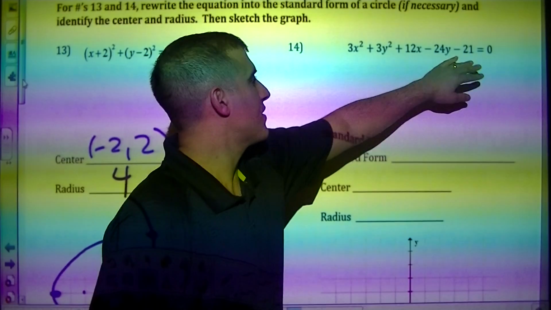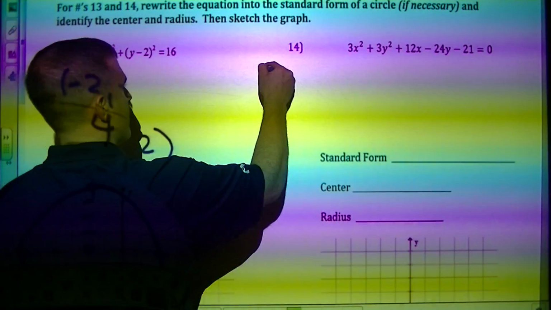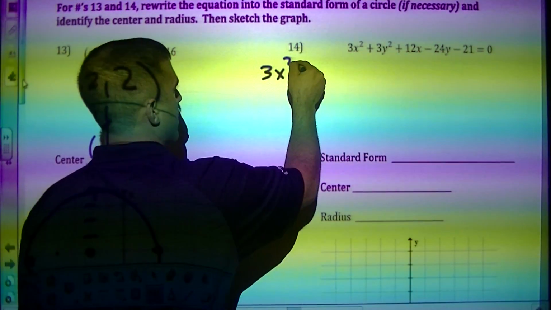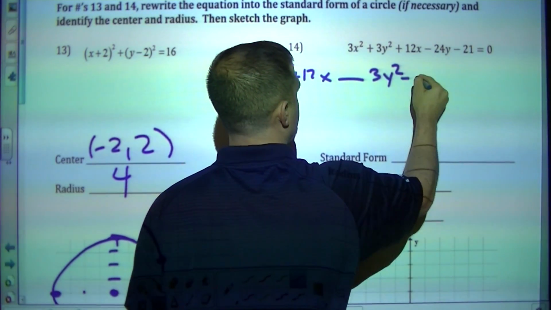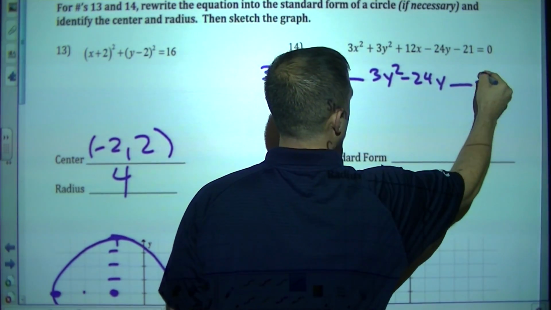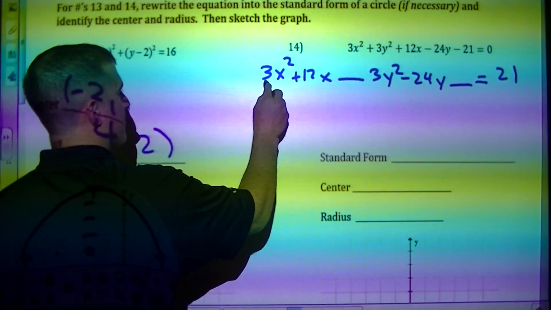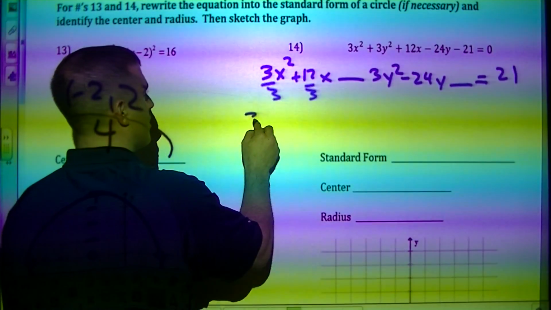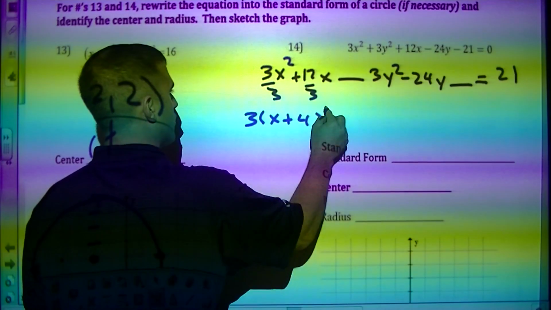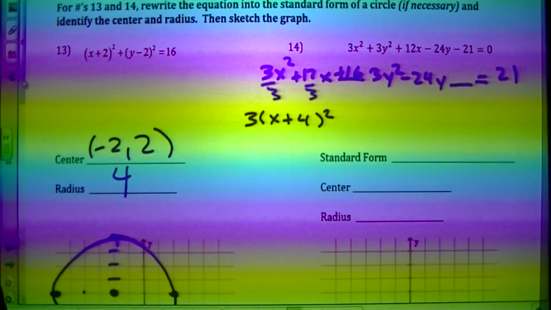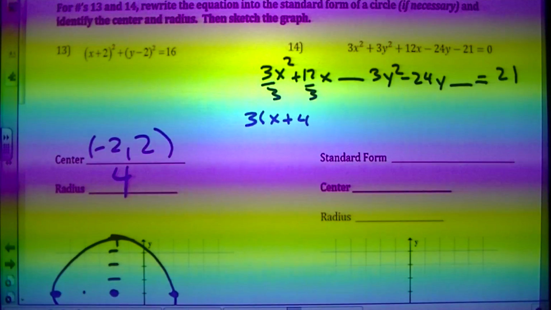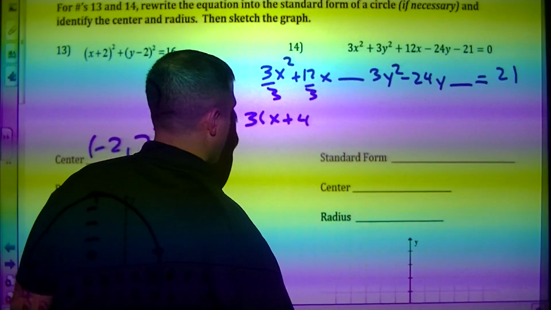Okay, this one we have to complete the square. All right, so I'm going to do 3x squared plus 12x plus 3y squared minus 24y equals 21. Okay, all right, I got to divide by 3 here first. X plus 4 squared is going to be 16. Oh, whoops, hold on, I did that wrong. All right, I did that wrong.